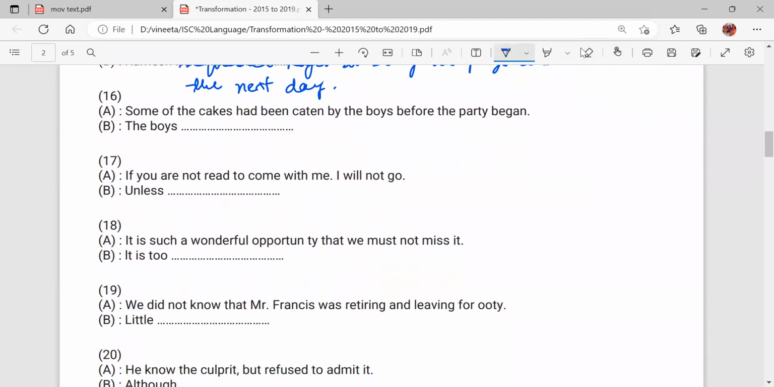Next, some of the cakes had been eaten. Some of the cakes had been eaten by the boys before the party began. You can see it is a passive form of sentence. You have to change it into active. The boys had eaten some of the cakes before the party began. Right?